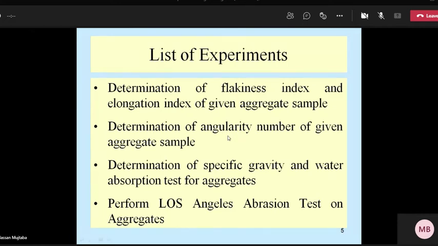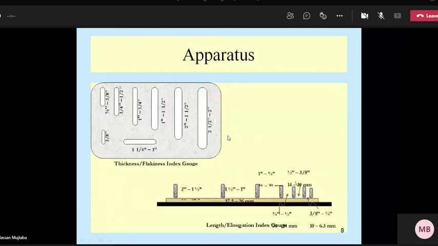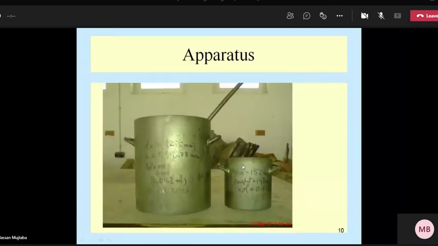So the angularity number is defined as the percentage volume of voids in an aggregate sample after compacting in a prescribed manner, exceeding 33. Now what is the prescribed manner? For that you would require this cylinder. This is the cylinder, and you are going to fill it in three layers. Each layer is given blows: you are going to apply two blows per second by lifting this rod approximately 5 cm above the surface of the aggregates and then allowing it to fall freely.